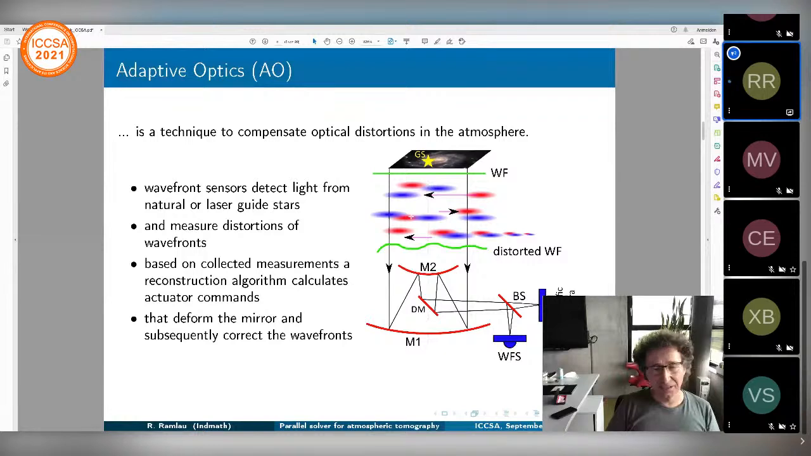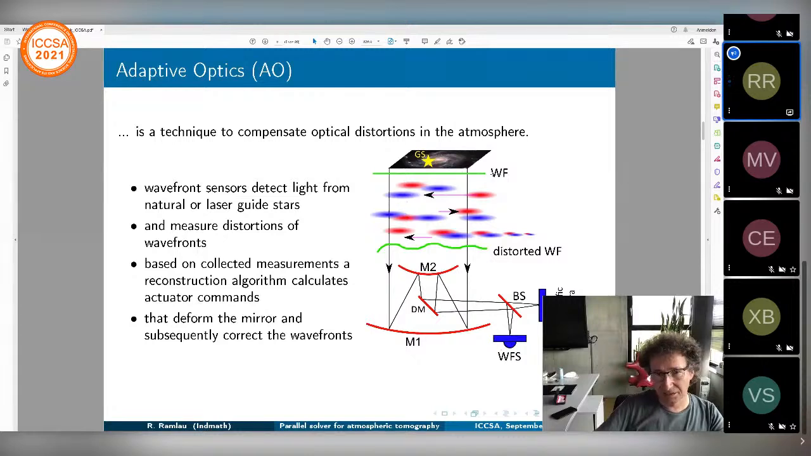How do you deal with that? On the night sky, you have guide stars: bright natural stars or laser stars. Down at the telescope, you have wavefront sensors, shown in this sketch. These wavefront sensors detect the light from the guide stars and measure the distortion of the wavefront. That's the incoming wavefront, a plane from the star.